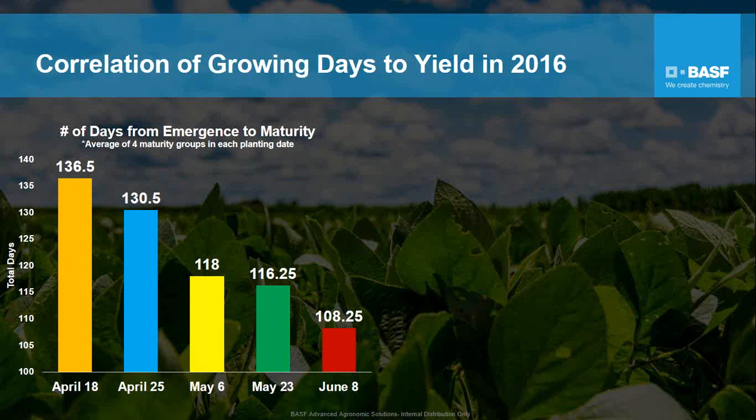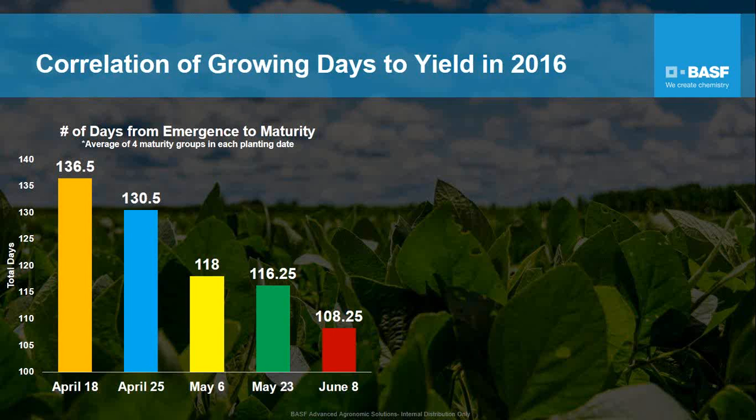Again, looking at the correlation of total number of growing days to yield, the trend looks a little bit different in 2016. And when I first saw the yield data, I was a little bit surprised until we put together this information with it. And what you see here is that even on April 18th, we actually bought ourselves a few more days and a few more GDUs as well from emergence to maturity versus April 25th. And then you see a big drop off to May 6th. A lot of that was due to the challenges of emergence on that May 6th date.